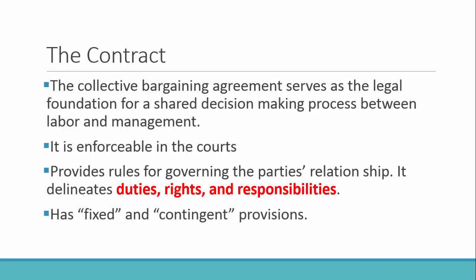During the negotiation of the contract, parties agree to a set of provisions that can be fixed, contingent, and the dispute resolution procedures. Fixed provisions usually remain unchanged over the life of the agreement, while the contingent provisions are intended to govern union or management actions in a changing labor relation environment.